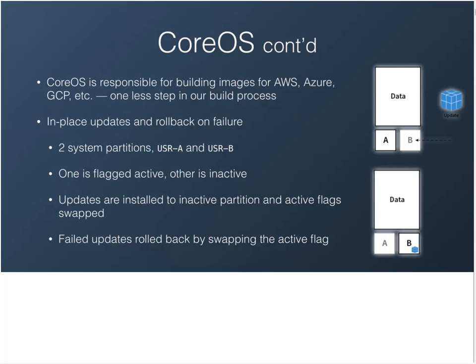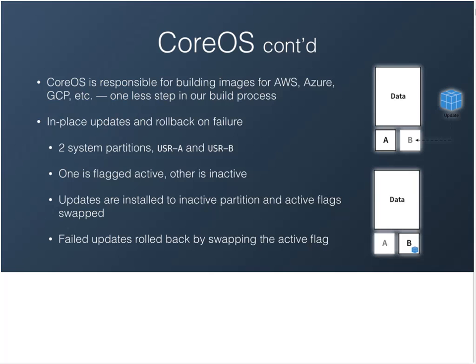CoreOS themselves, so they're responsible for building the images that we run on, so the AMIs for Azure, AWS, GCP, etc. So that means there's one less step in our build process. And one of the great things about CoreOS is it's got this concept of in-place updates and rollbacks on failure, and the way that works is they have two system partitions. One is active at any particular time, and the other is inactive. When it wants to download and install updates, those updates are installed to the inactive partition, then it swaps the active flags around, restarts the machine, and you're now running an updated version of the OS.